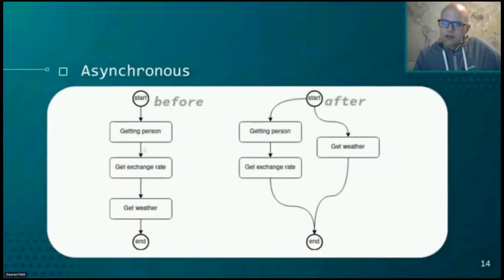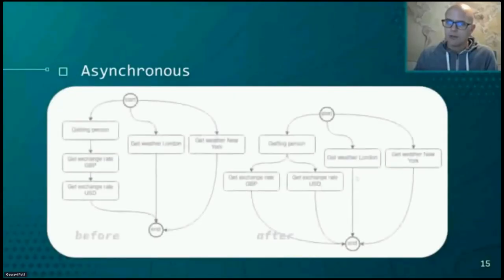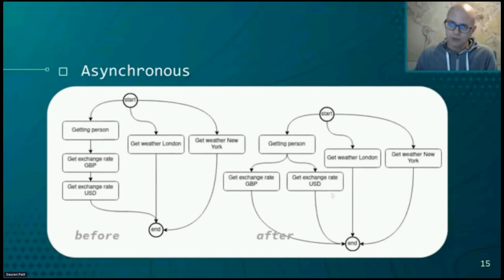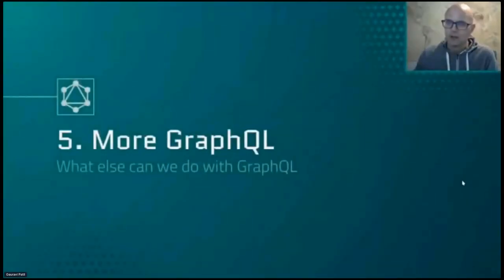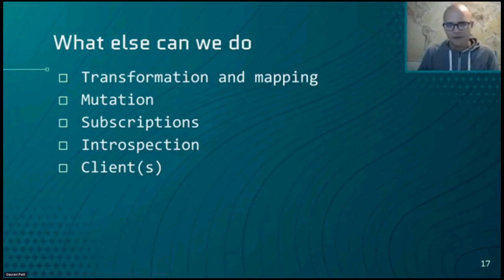For asynchronous, you can not only call multiple queries concurrently, like person and weather, but you can also call multiple source fields concurrently, like the exchange rates. Now, what didn't I show you? What else can we do with GraphQL? I didn't show you how you can also transform data. So once the data comes back, it can be transformed. You can map it to a different type.